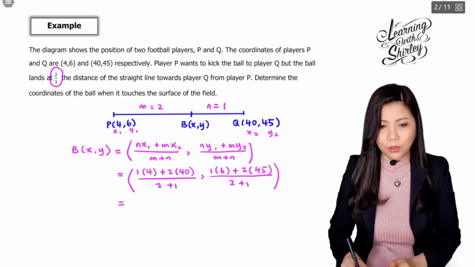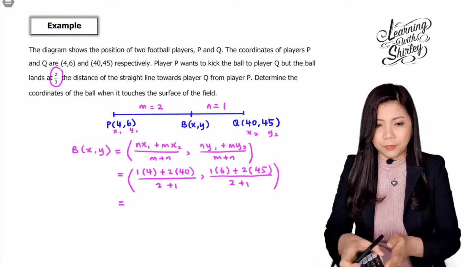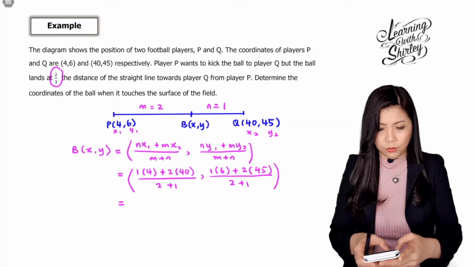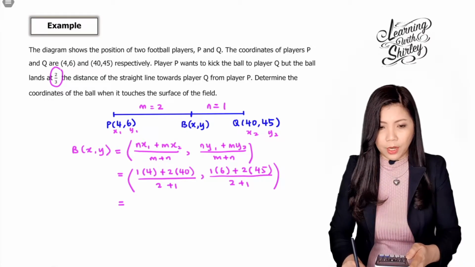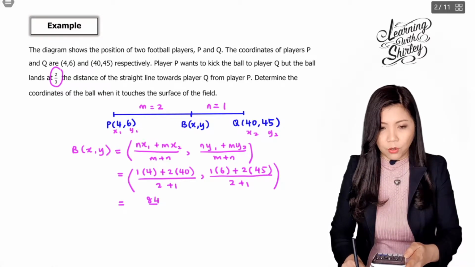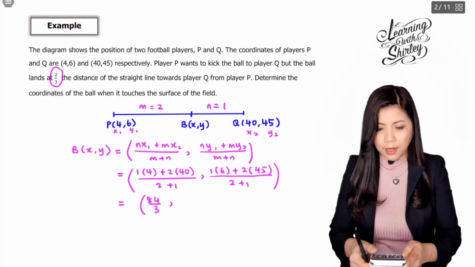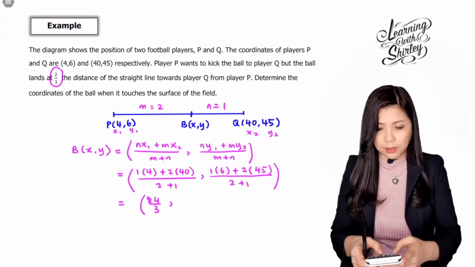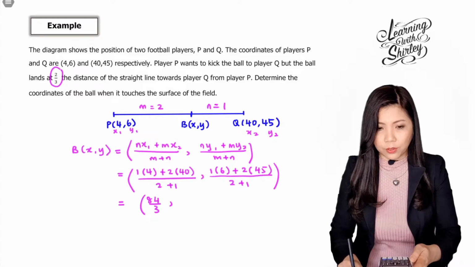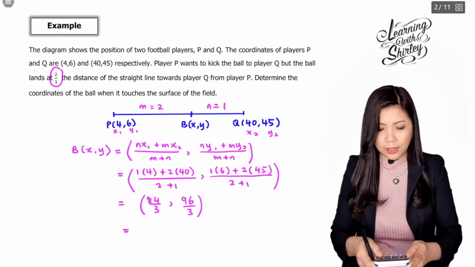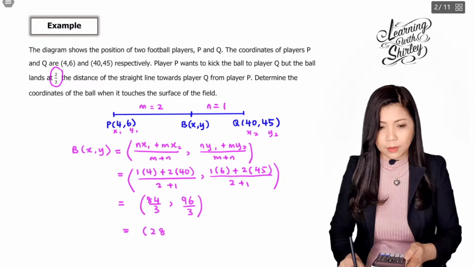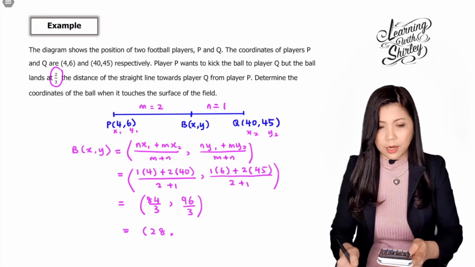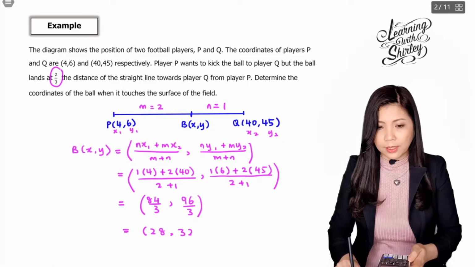So it equals, let's solve this using the calculator. So 40 times 2 and then we plus 4, which is 84 over 3. And then the other one will be 90 plus 6 and then over 3. So 96 over 3. Okay, so let's calculate this. 84 divided by 3 is 28. And then 96 divided by 3 is 32. So this is the coordinate of the ball.